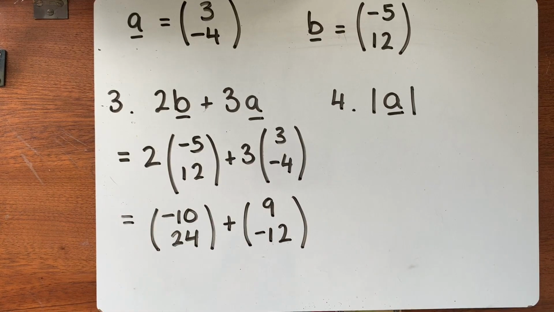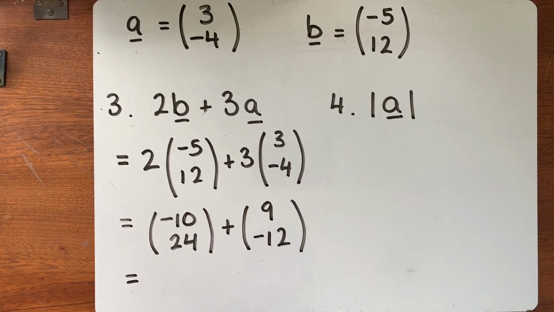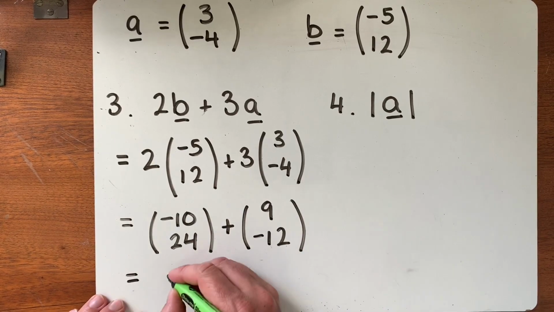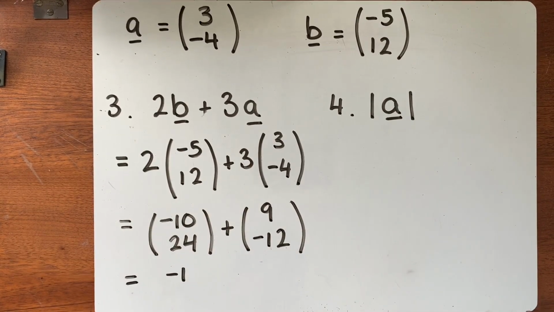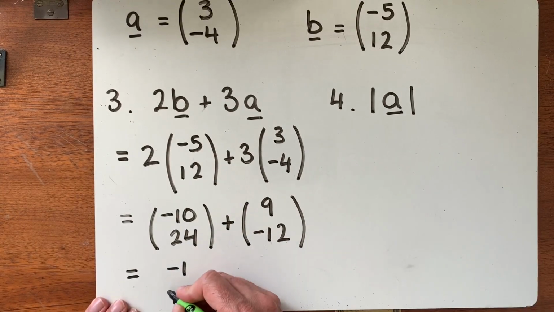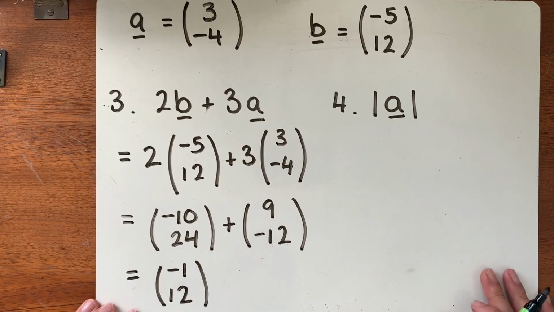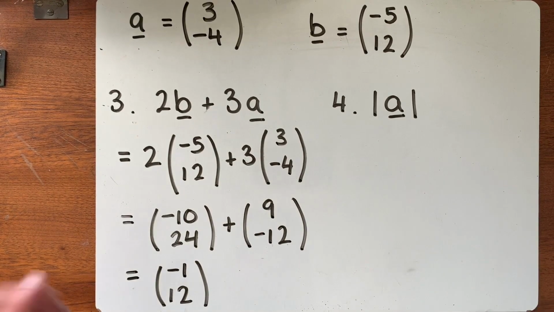And now we've got a question that looks like question 1, where we're just adding two vectors together. We've got the components of each. So we've got x component to x component, top to top. So negative 10 plus 9 gives me negative 1. And 24, adding a negative. Remember, if we're adding a negative, we're moving down our number line. So we end up at just positive 12 there. So negative 1, 12, the result of taking 2 B's and 3 A's and adding them together.